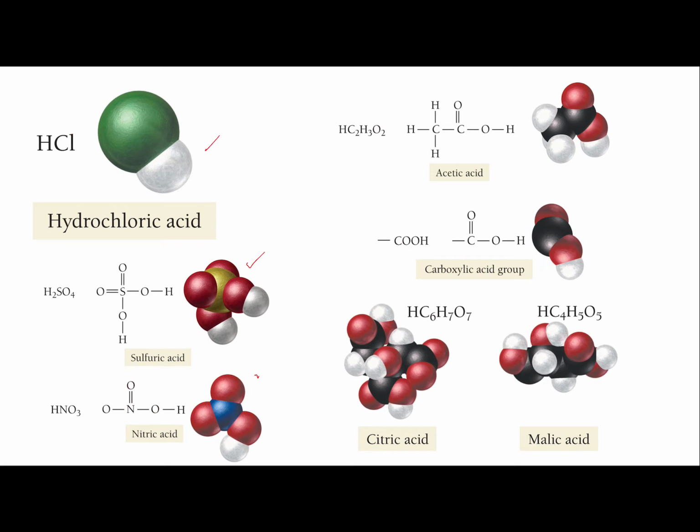Sulfuric acid and nitric acid are used in the manufacture of fertilizers, explosives, dyes, and glue. Sulfuric acid is also contained in automobile batteries. So there's a lot of uses for those. We've got acetic acid here. I moved it up to the top.